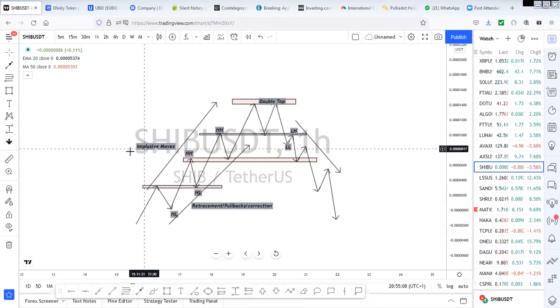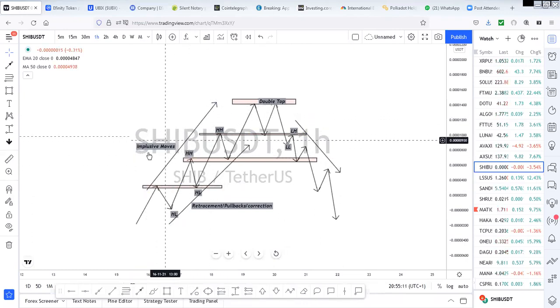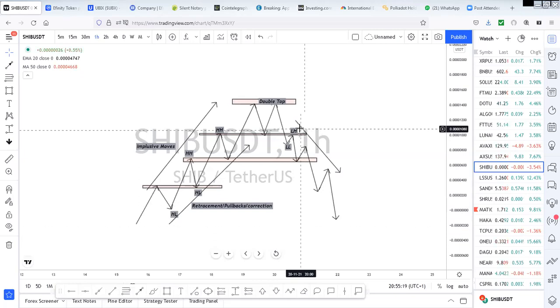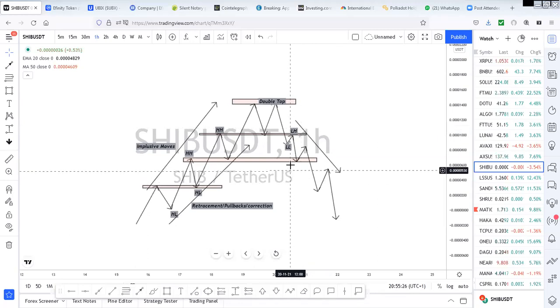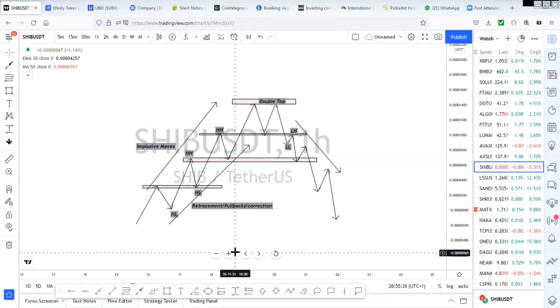So like I was saying, these moves here on the higher high area is what is called an impulsive move. While the higher lows are the retracement. Likewise, the lower highs are the retracement, while the lower lows are the impulsive movements. You understand? So I said trending markets are easy to identify.